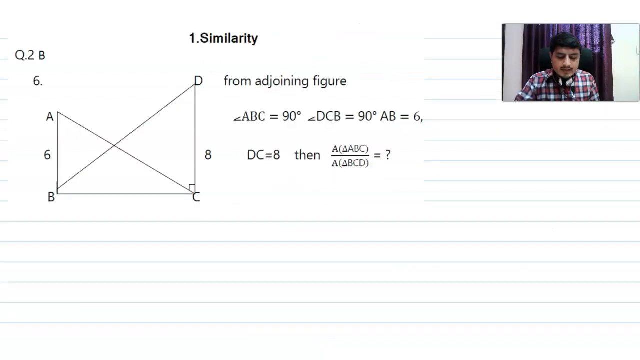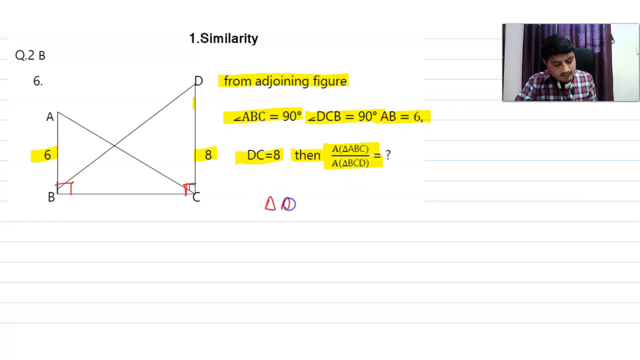Now look at the next and last question from 2B. Question number 6. From the adjoining figure, angle ABC is 90 degree. Look at the angle ABC, it is 90 degree. Then angle DCB equals 90 degree. Look at the angle DCB, it is 90 degree. Then AB equals 6 and DC equals 8. Then the area of triangle ABC divided by the area of triangle BCD is?